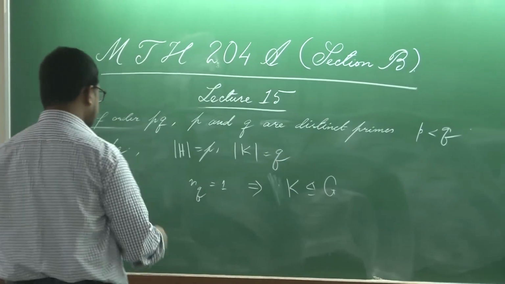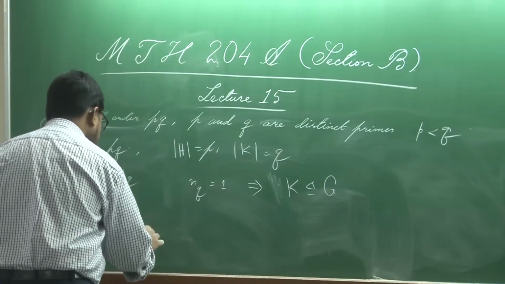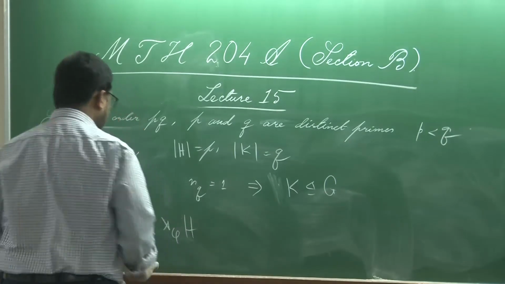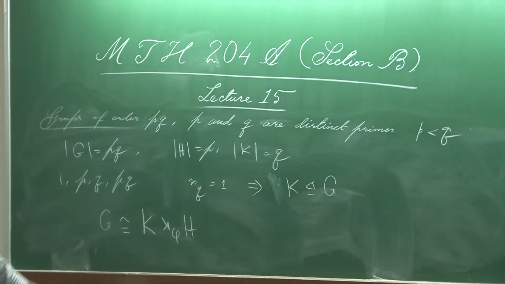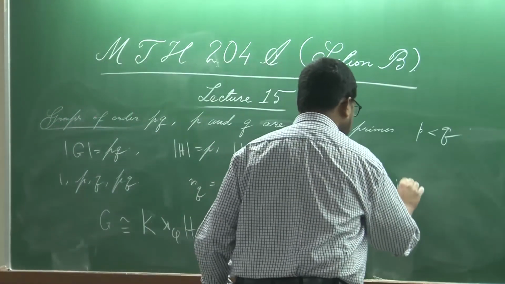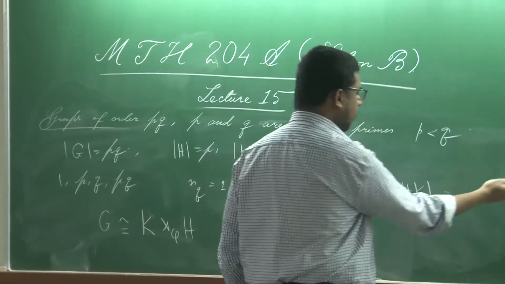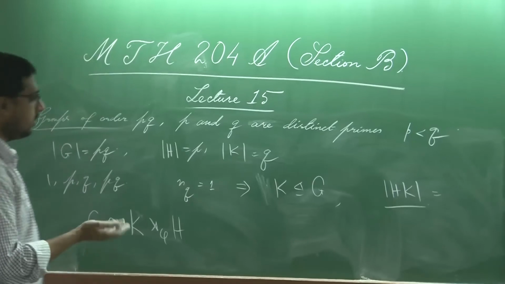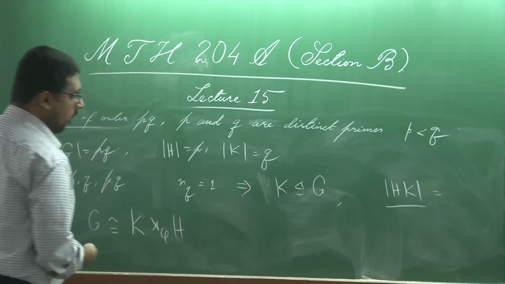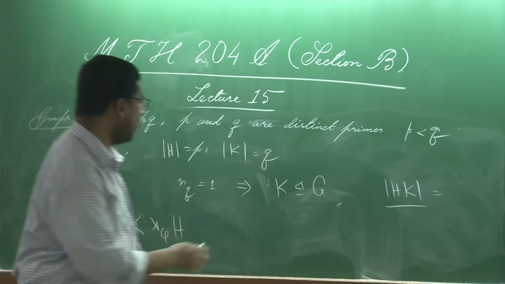So, K is normal in G, and H is there. Now, by the recognition theorem it is immediate that G is a semi-direct product for some phi, because K is normal, H is there, and the order of HK we can calculate as the order of H times the order of K divided by the order of their intersection. The intersection has to be trivial because the orders are coprime. So, all the required conditions are there, hence it has to be this.